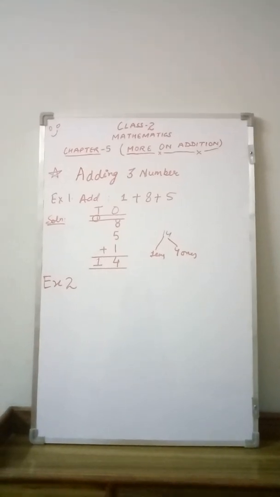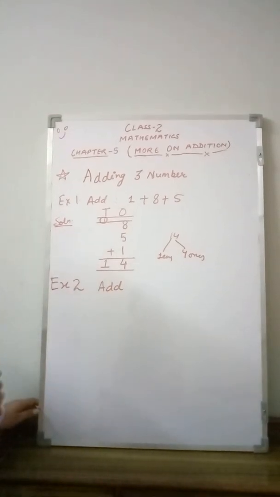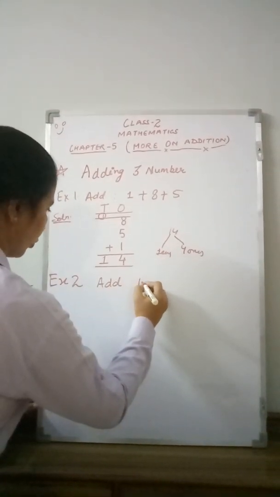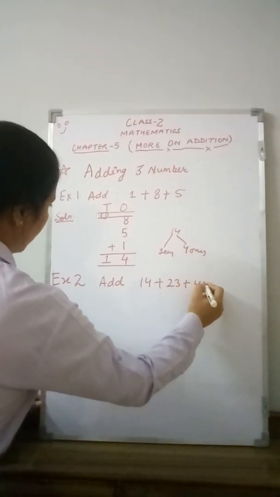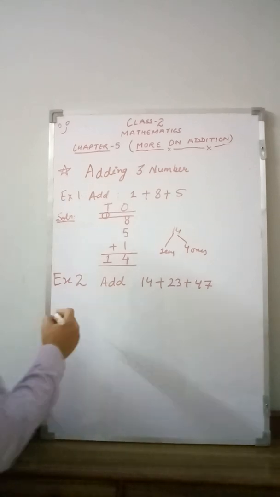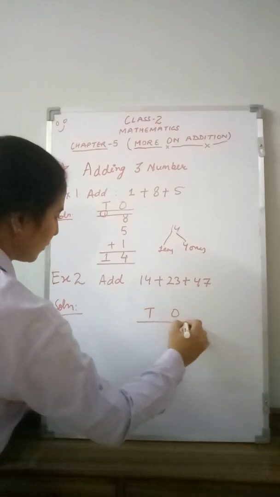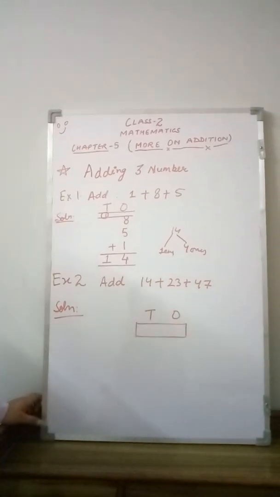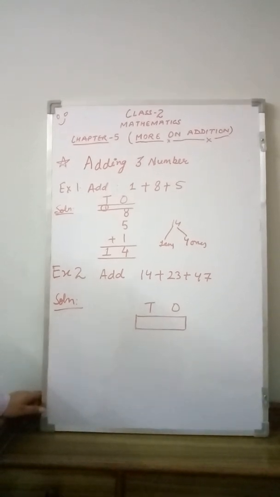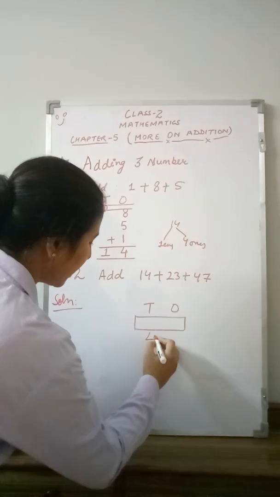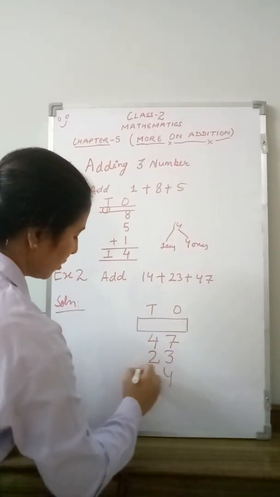Now my second example: this time all the numbers are 2-digit. So let's start with 14 plus 23 plus 47, right? What do we have to do? First of all, tens and ones, this is very important. Now write the numbers in column form. You can start with any number, either 14 or 23 or 47, but I prefer to start with the bigger number. So the bigger number is 47, then 23 and then 14, right?